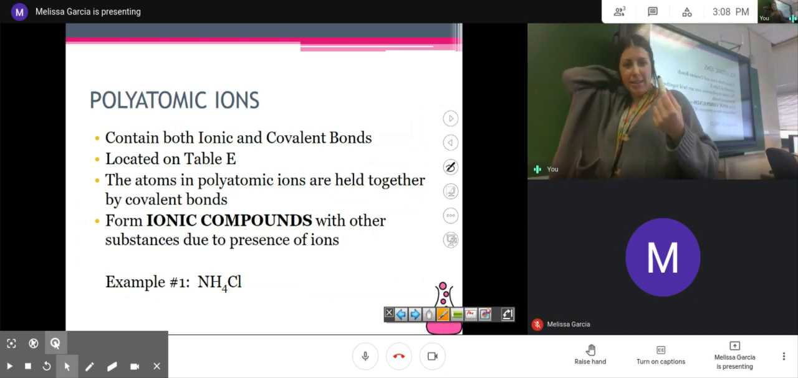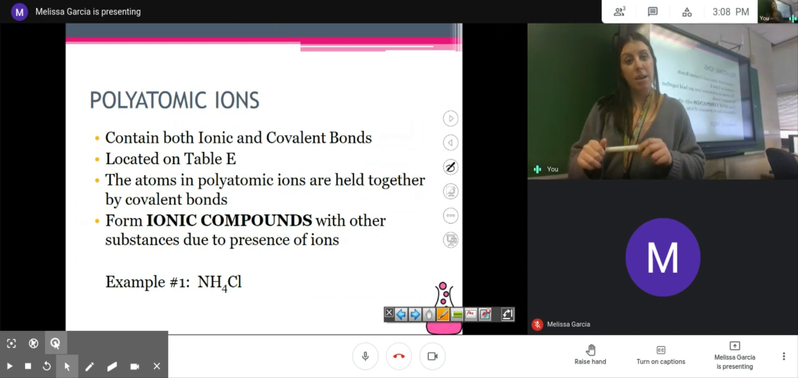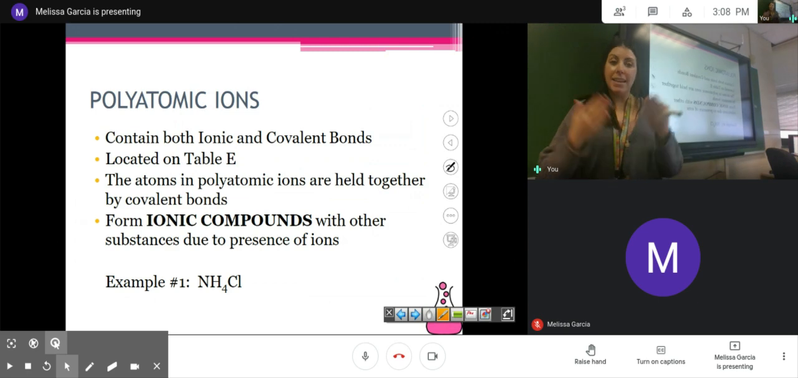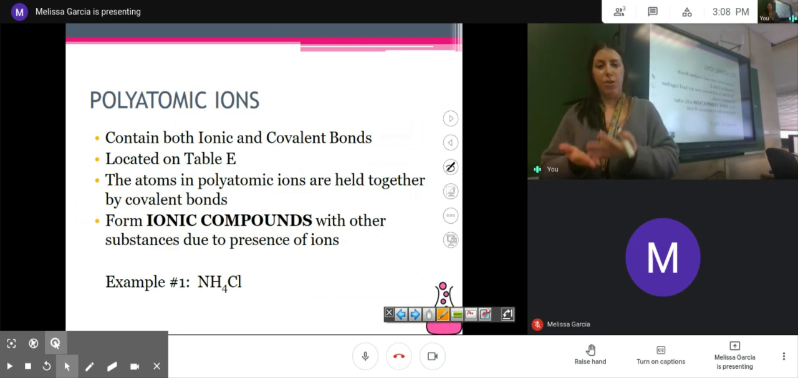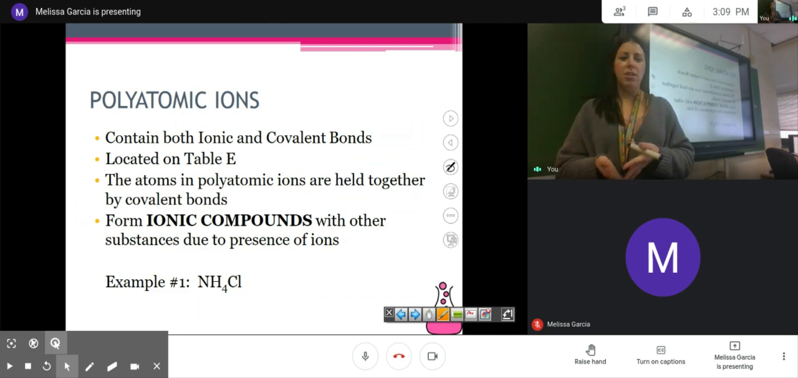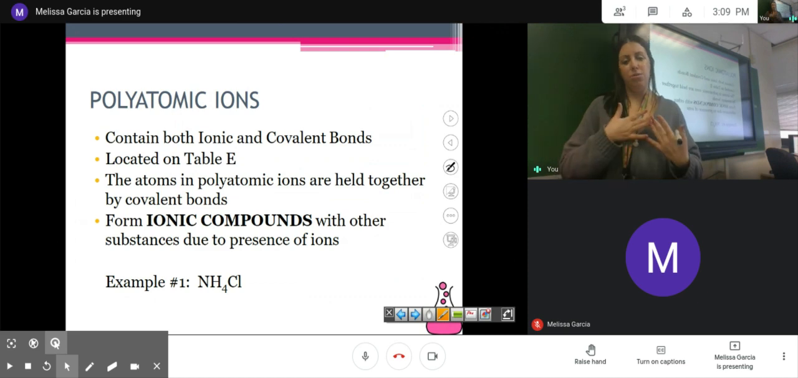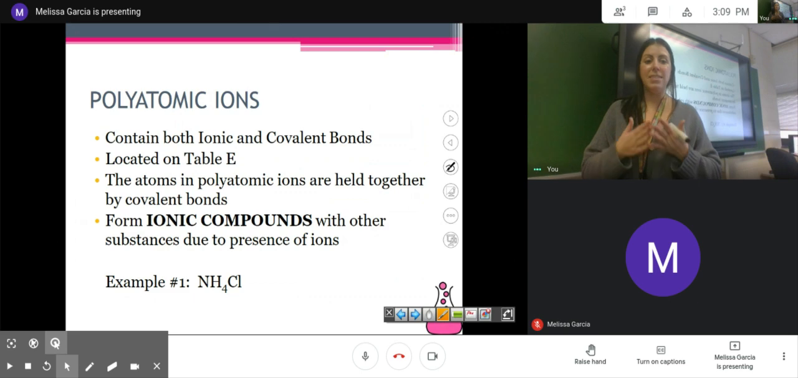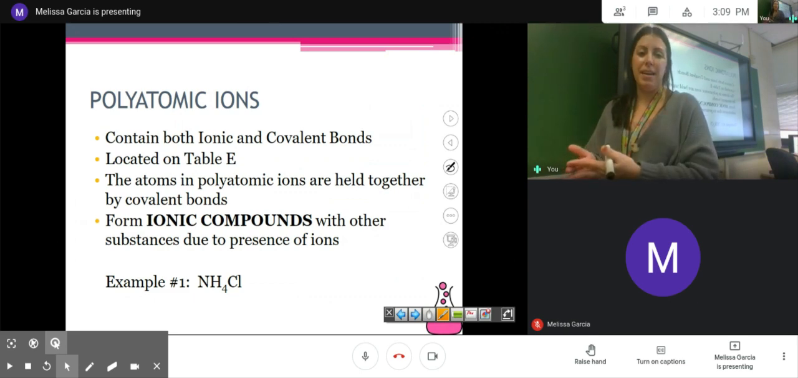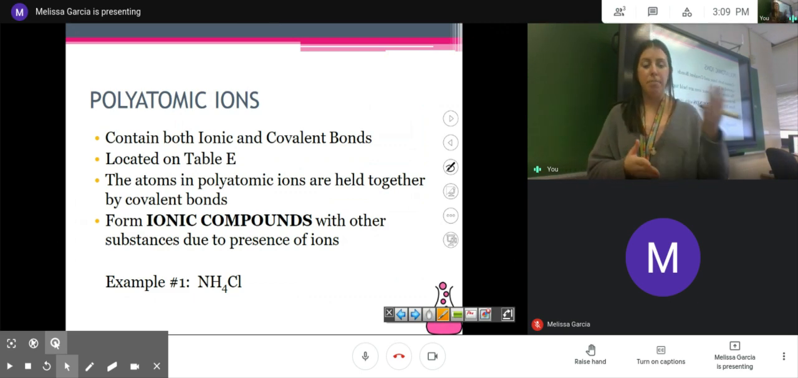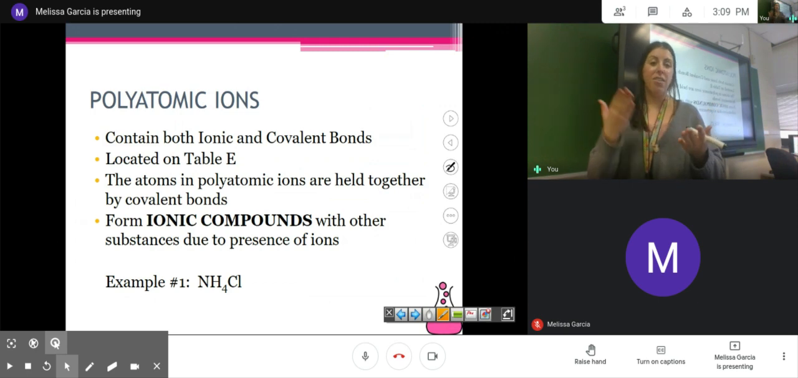When we're looking at these polyatomic ions, remember these polyatomic ions we find on table E of our reference tables, and these are many atoms together with an overall charge. These polyatomic ions, when we find them in compounds, will contain both ionic and covalent bonding. Again, they're located on table E. The polyatomic ion itself is held together with covalent bonding, but the attraction between the polyatomic ion and another ion will give us an ionic bond.